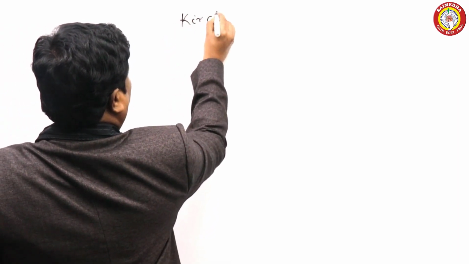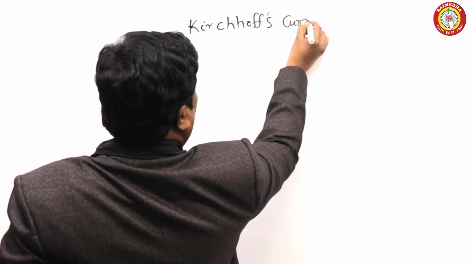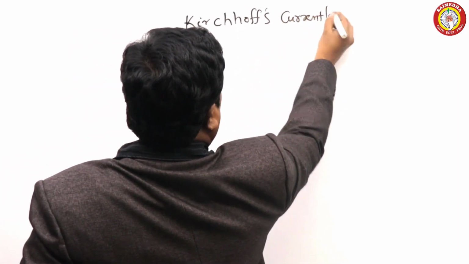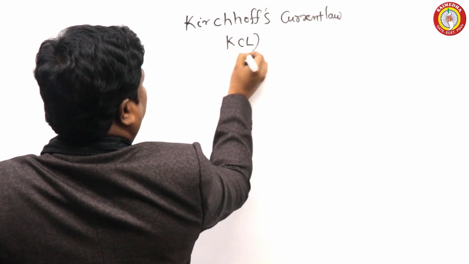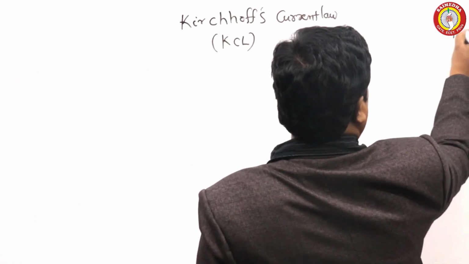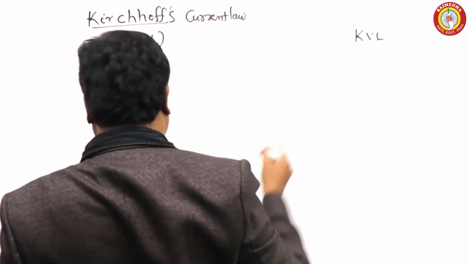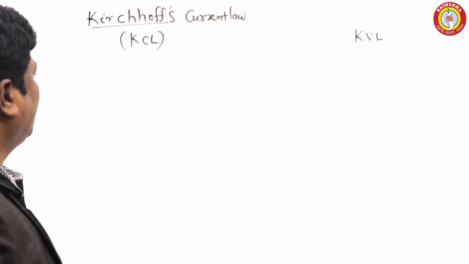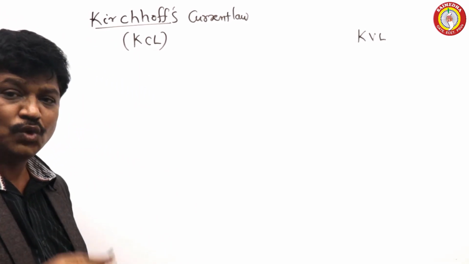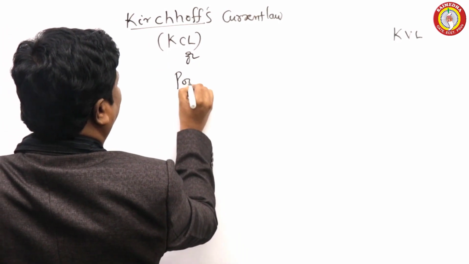You see, Kirchhoff's current law, that is KCL, and the other one is KVL, Kirchhoff's voltage law. I don't want to write it because I have written Kirchhoff's voltage law here. Kirchhoff's current law is also called point law.